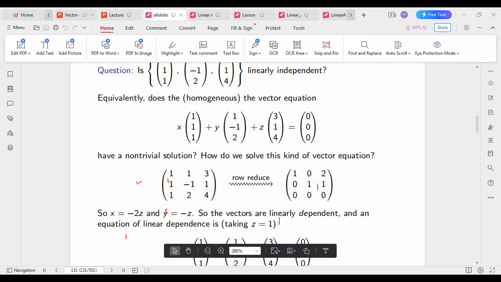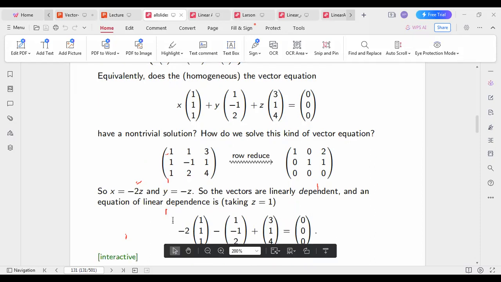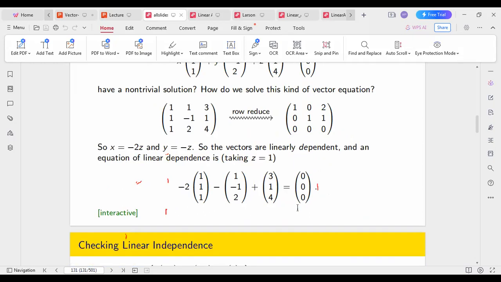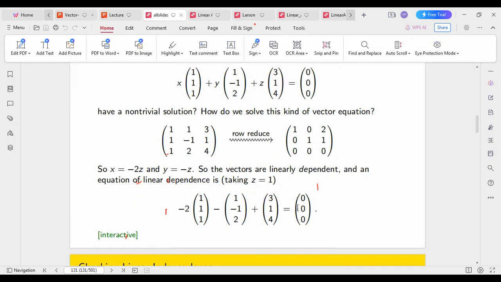So the vectors are linearly dependent because a nonzero solution exists. For an equation of linear dependence, taking z equals 1, we get x equals minus 2, y equals minus 1 and z equals 1. So this linear combination can be expressed like this. We obviously say this is linearly dependent because the scalars are not all zero.